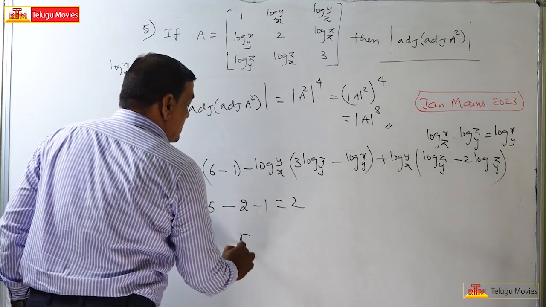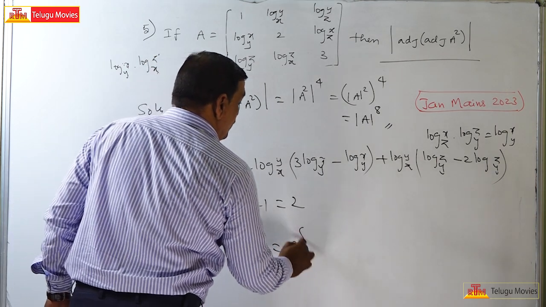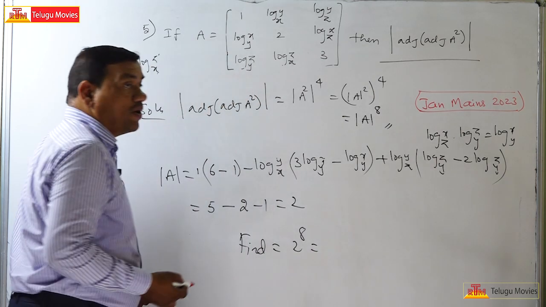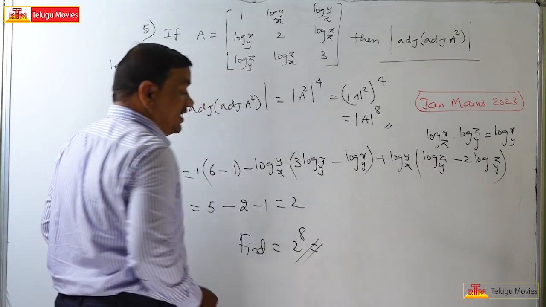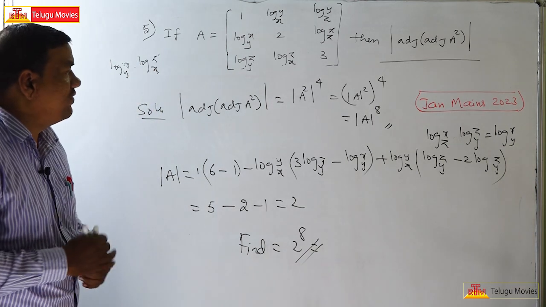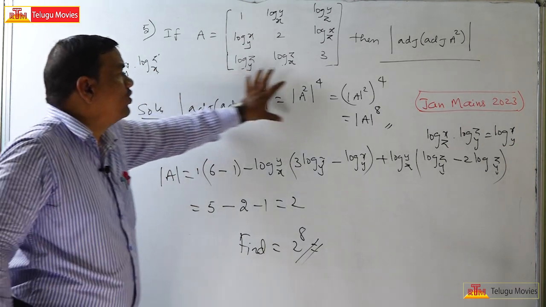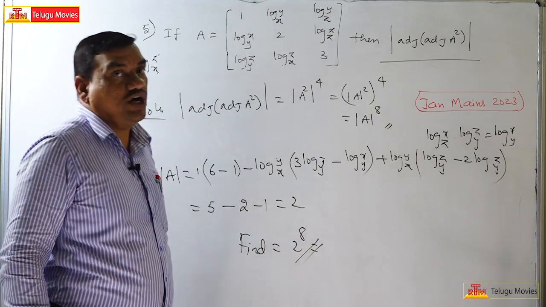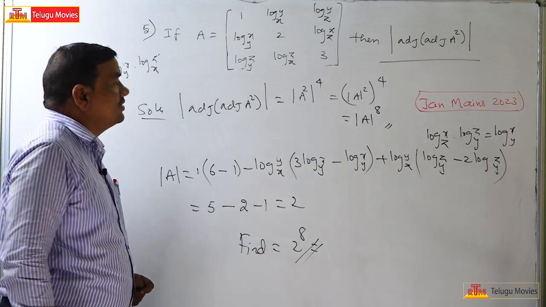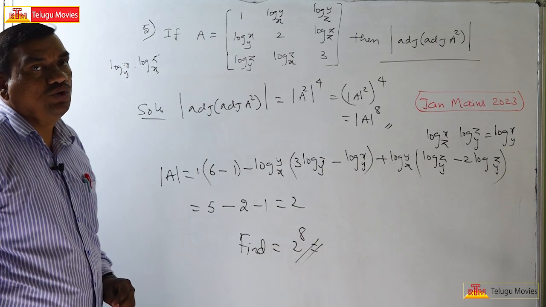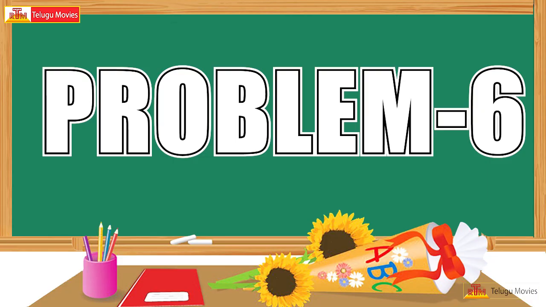So our final answer is equal to 2 power 8. Whatever may be the answer, that is the final answer. 2 power 8 is the correct answer. Okay. Right. So, very, very easy problem this is. We have to know the properties of adjoint of matrix. Okay now. Right. So I hope that you understand this calculation. So let us move to the next problem.